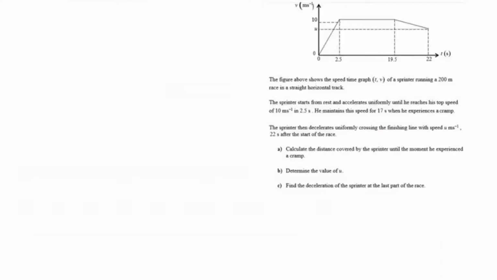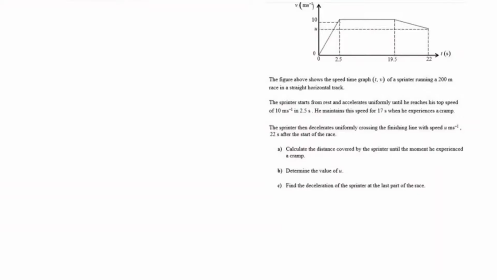So in this question, it starts off by giving us a graph, and we can tell from the axes that this is a velocity time graph. Let's read through to find the context that fits this velocity time graph. We're told that this graph is of a sprinter who's running a 200-meter race in a straight horizontal track.